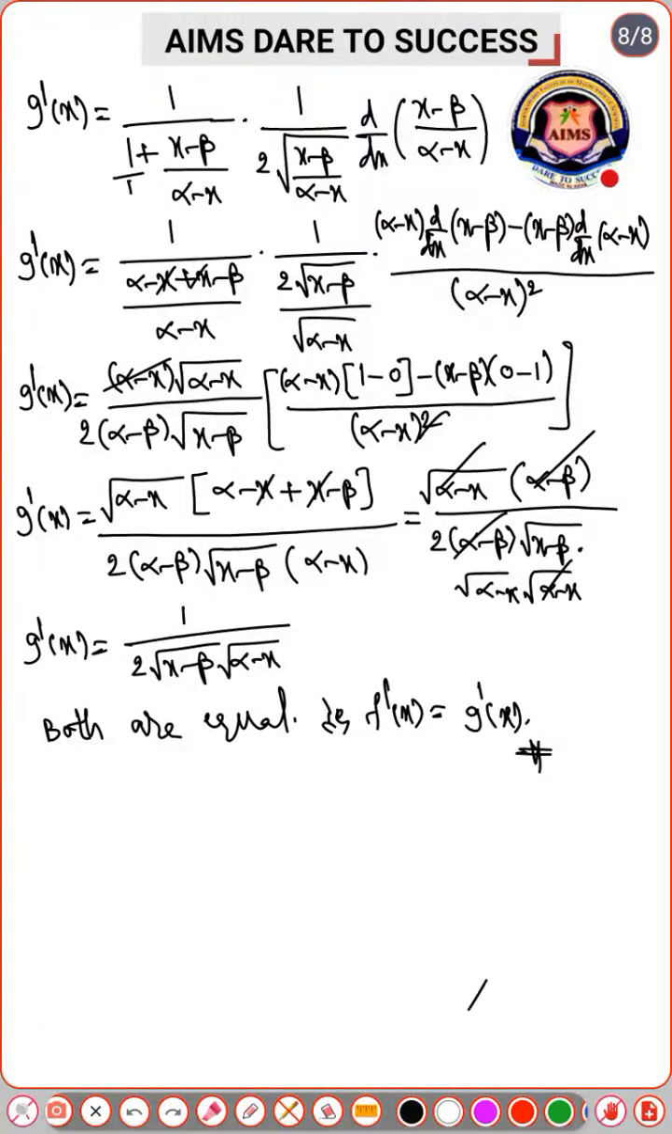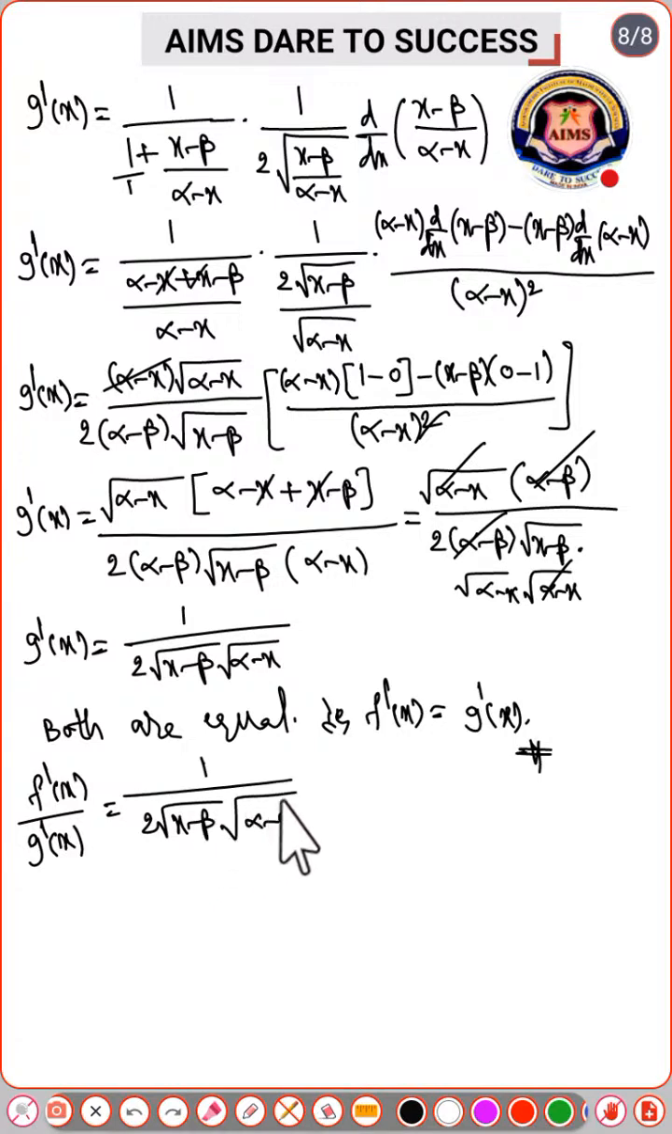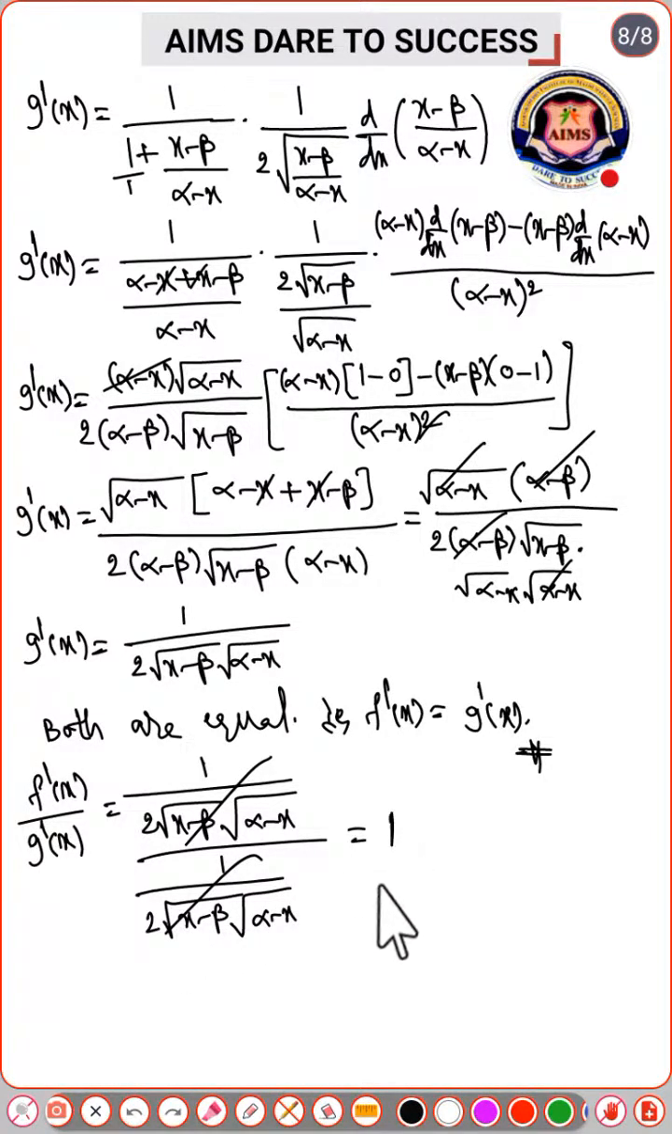Okay, so what shall we do here? f dash of x divided by g dash of x is equal to 1 divided by 2 root x minus beta into root alpha minus x, divided by g dash of x, also 1 by 2 root x minus beta into root alpha minus x. So both are the same, get cancelled, answer is 1. Okay, so my dears, you can take some more problems according to this concept and try to simplify like this.